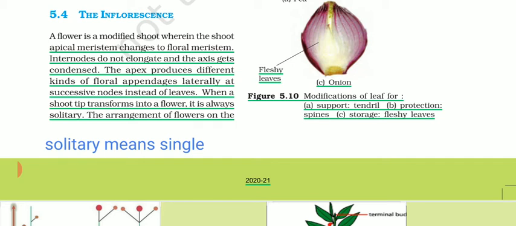As we have already talked about the basic vegetative structures of any plant like root, stem, leaves, etc., and we have also talked about their modifications, meaning what other functions, apart from their normal functions, are performed by these different parts of the plant. Today, we are going to study the inflorescence.